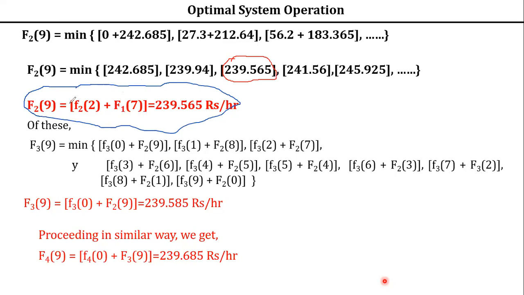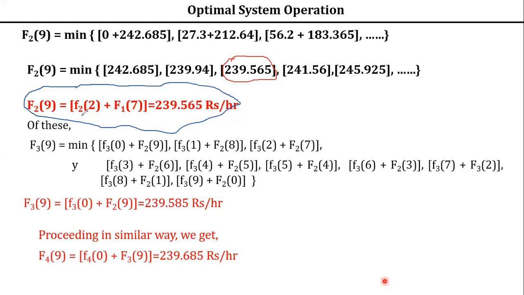Therefore, in order to generate 9 megawatt of generation to meet 9 megawatt of load, 7 units must be generated by the first unit. 2 units will be generated by the second unit. This is the final answer. You have to give it for 9 megawatt load. Is it clear till this point?